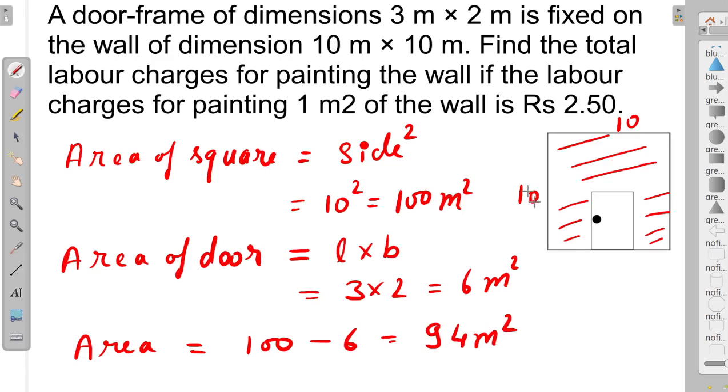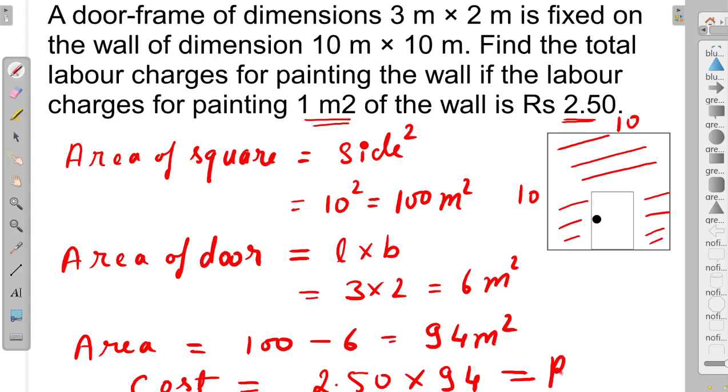Now what is the cost here? For every 1 meter square the cost is rupees 2.50. So this is the rate. What will the cost be? The cost is equal to the rate multiplied by the required area. So the rate is 2.50 into 94. After multiplication you will get the answer, rupees 235. So this is the cost of painting the wall leaving the door. So this is how you have to solve the example.